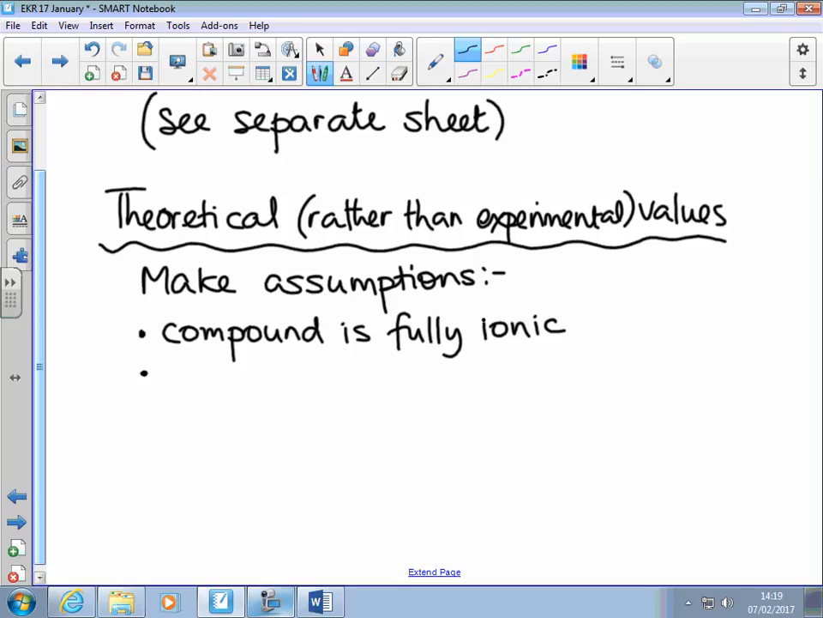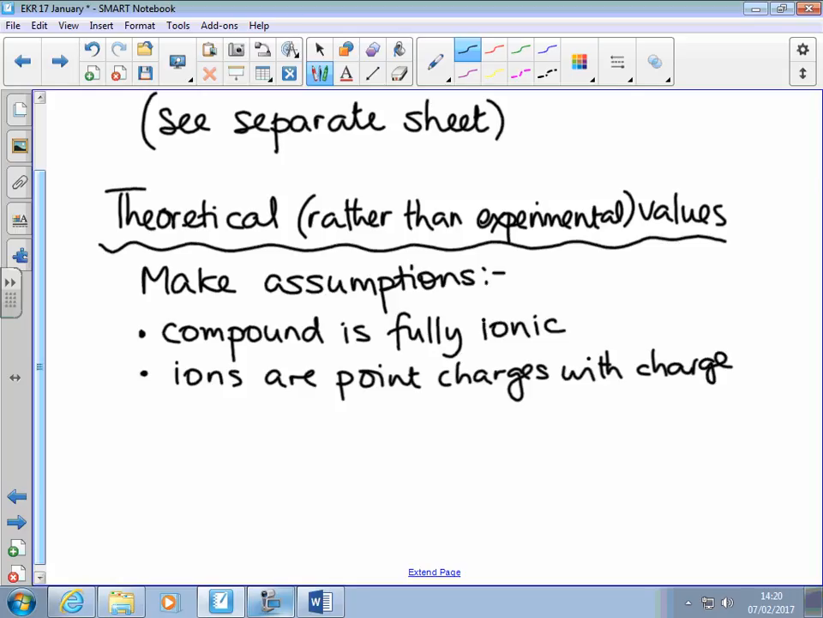The other thing that's a slightly odd assumption is that the ions are really just point charges, or that they're completely spherical, and we know electrons are moving around them, so they're not. But ions are seen as point charges with any charge that they've got concentrated at the center.